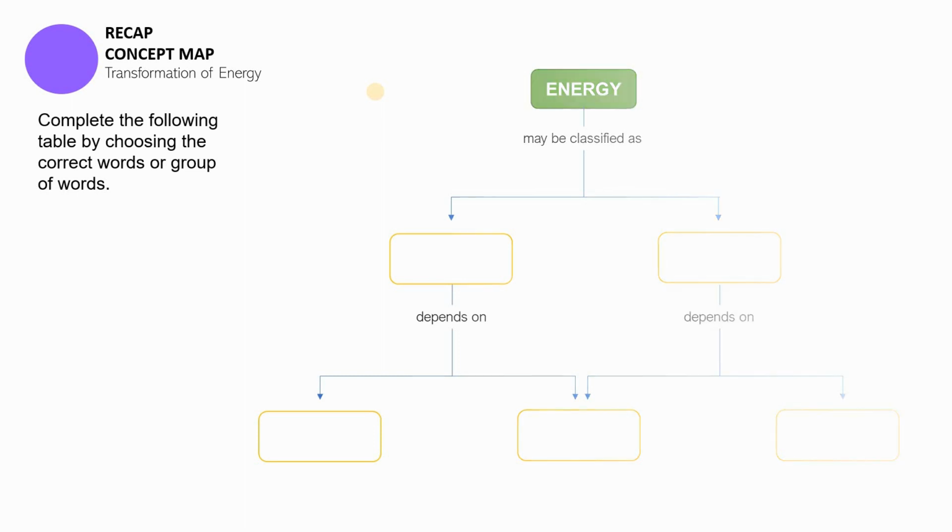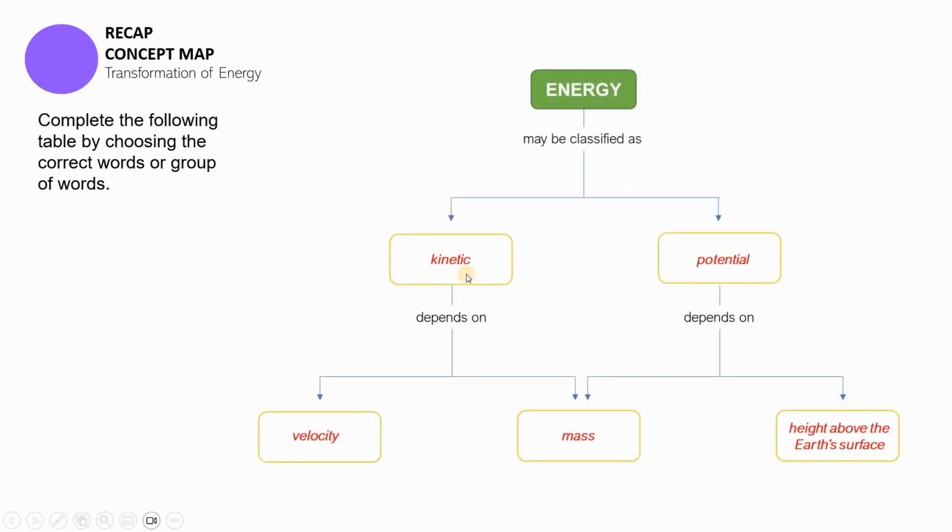Alright, so energy may be classified as kinetic or potential. For kinetic energy, it depends on the velocity and mass. And potential energy also depends on mass as well as the height above the Earth's surface. There are also times when it depends on the acceleration due to gravity. It also depends on the elongation of the spring. So this concept map is complete. I hope that you got all of these entries correctly.